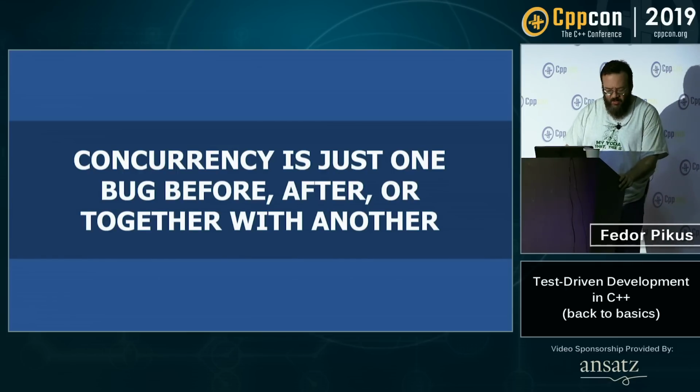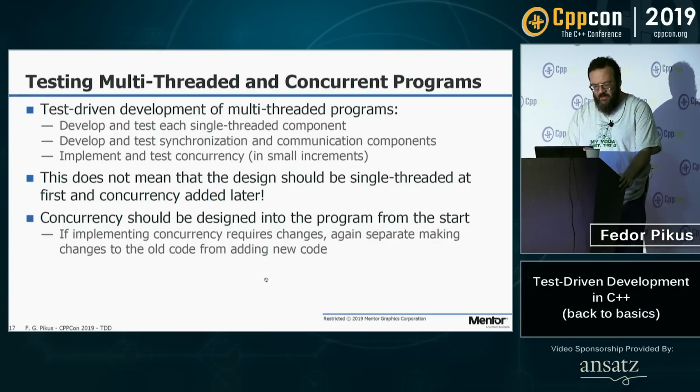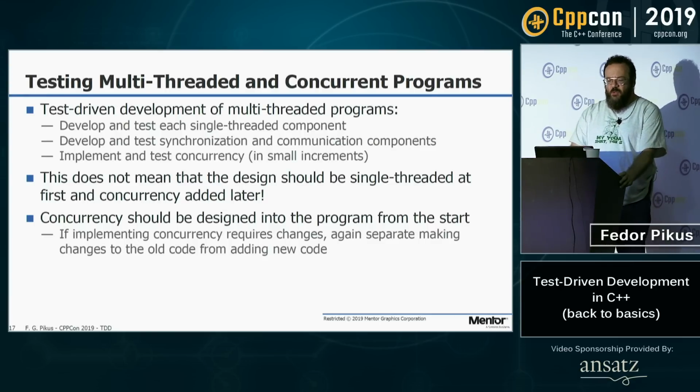Very briefly, testing parallel programs. You can do test-driven development of multi-threaded programs. The way you do it is you test each single-threaded component to make sure it's correct. You develop synchronization constructs, you test those, and then you start adding concurrency. It's hard to add concurrency a little bit at a time.